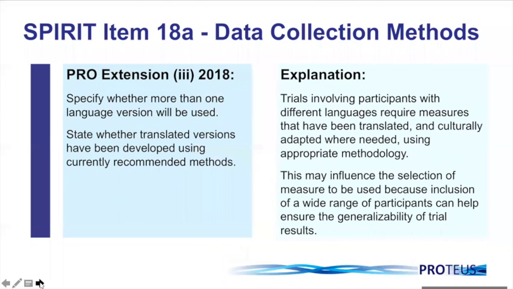The third item relating to Spirit 18A is to specify whether more than one language version will be used. You should state whether translated versions have been developed using currently recommended methods. So trials involving participants with different languages require measures that have been translated and culturally adapted using appropriate methodology. This may influence the selection of the measure to be used, because inclusion of a wide range of participants can help ensure the generalizability of trial results.